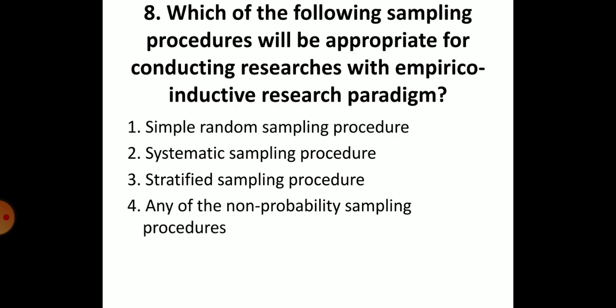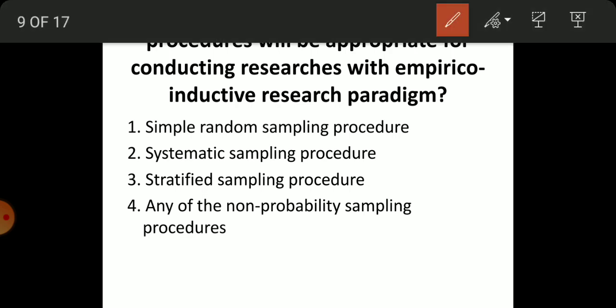Options: simple random sampling procedure, systematic sampling procedure, stratified sampling procedure, any of the non-probability sampling procedures. In an empirico-inductive paradigm, researchers collect empirical data from specific cases to generalize their research findings. Empirical research makes use of quantitative and qualitative data gathering methods, which may include surveys, experiments, and methods of observation. This helps the researchers to gather empirical data, that is, data backed by evidence. So option 4 is the right answer.